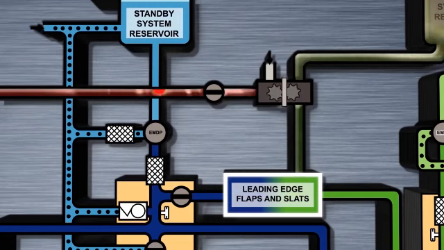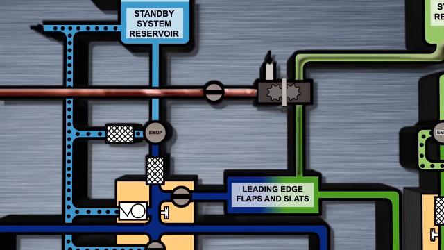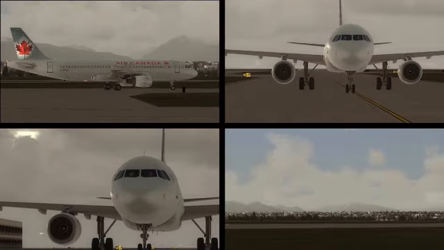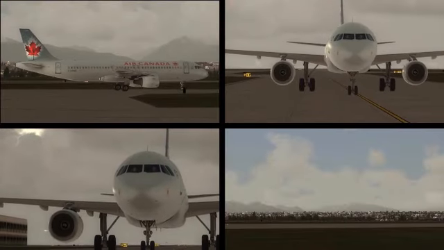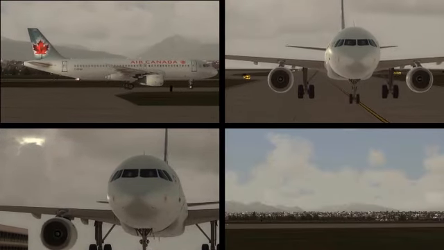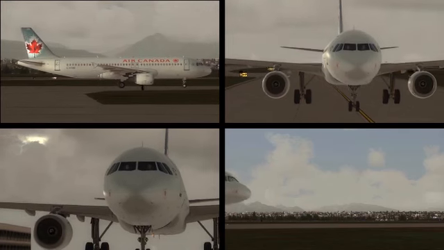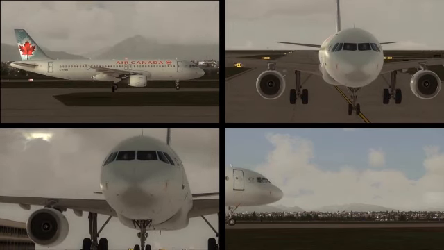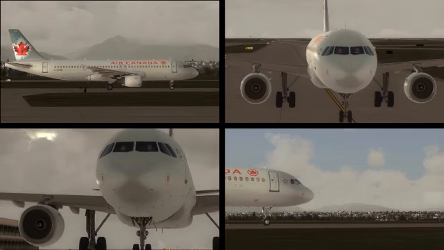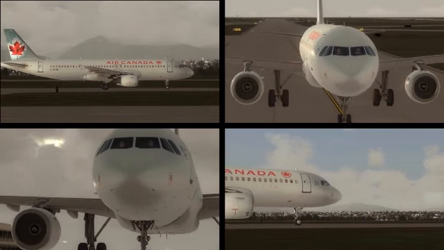Note that the PTU is only augmenting the pressure supplied by System B to the leading edge devices. It therefore cannot work if fluid quantity in System B is too low, or for that matter, if pressure in System A is too low. We're going to deviate a little here and talk about the A320 family briefly, which has a very loud and conspicuous PTU. If you've ever flown on an A320 family aircraft, you've likely heard the PTU in action.